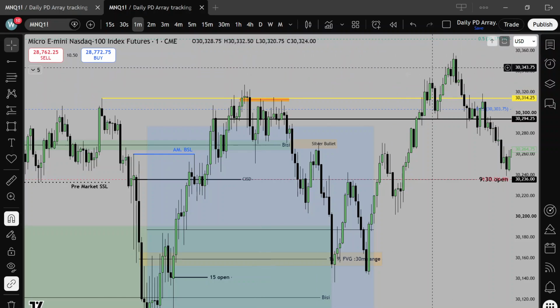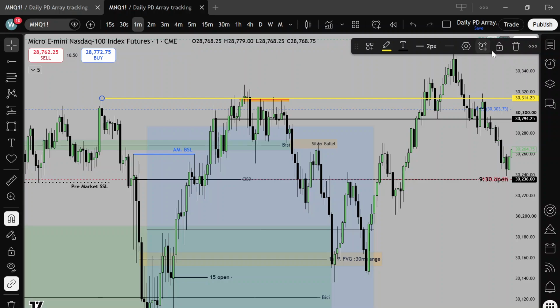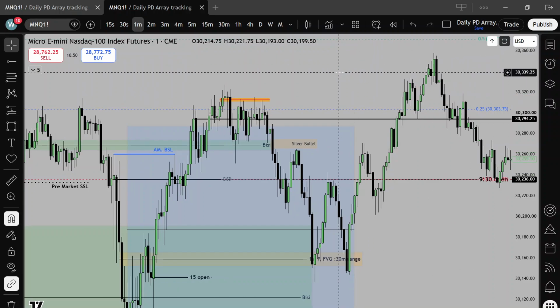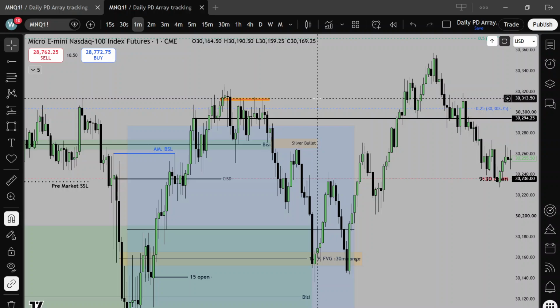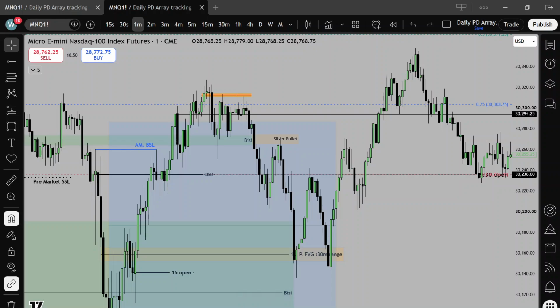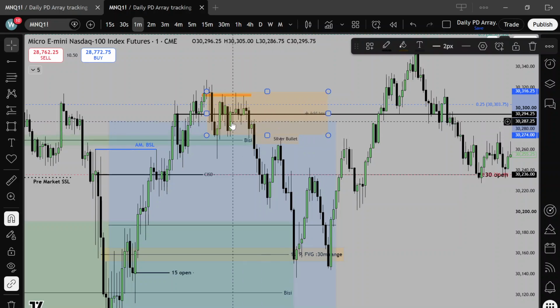Take some of this off here and clean it up. So we basically have, even though we took out buy side, consolidation from the body's perspective. So on a shorter term perspective, we consolidated in all of this right here. This is a lot of consolidation.